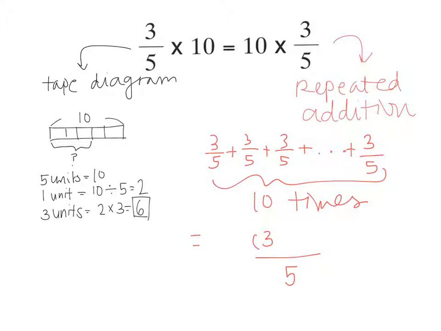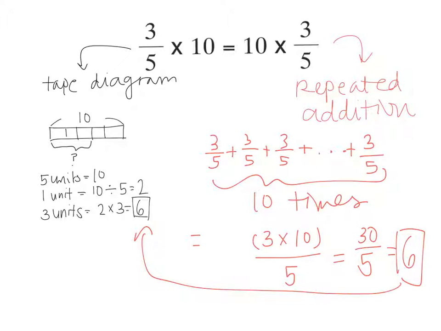So is that the same thing as 3 times 10 on the top for the numerator over 5 as the denominator? Good. What is 3 times 10? 30 over 5, which is 6. Did we get the same answer? Yeah. Okay, so we can see how the repeated addition is related to the tape diagram.